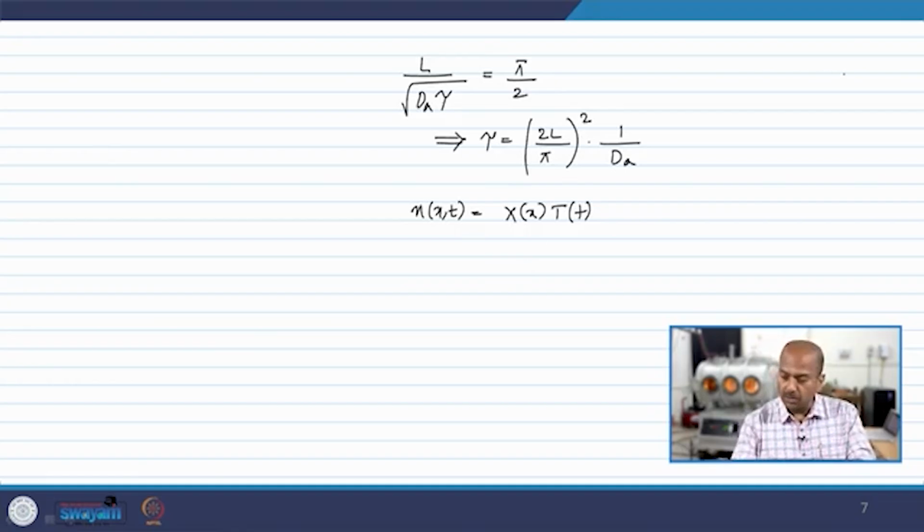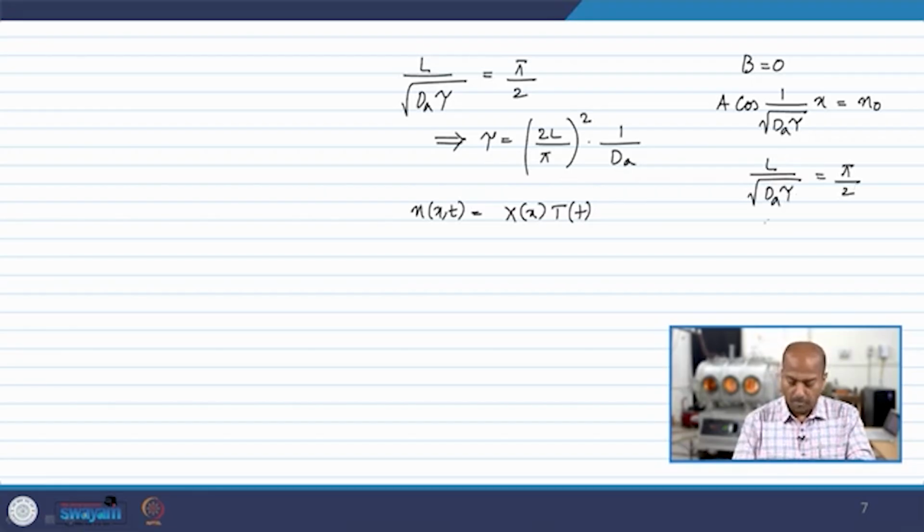So, the density can be assumed to be, since B is equal to 0, the solution can become A cos(1 by square root of dA tau x) is n naught, and for this to be valid you would require, when x is being substituted as capital L, L by square root of dA tau is equal to pi by 2, and we can write 1 by square root of dA tau as pi by 2L. So, you can substitute this here.